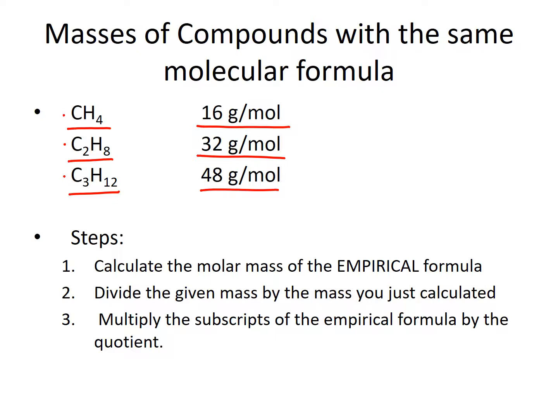Now, the steps to follow are as follows. 1, calculate the molar mass of the empirical formula. Then, divide the given mass by the mass that we calculated. We're always going to see the mass of the molecular formula be some whole number multiple of the mass of the empirical formula, because every time you change the formula, you will do the same thing to the mass. So when you do that division, you get a quotient, and you can find out how much bigger your molecular formula is than your empirical formula.